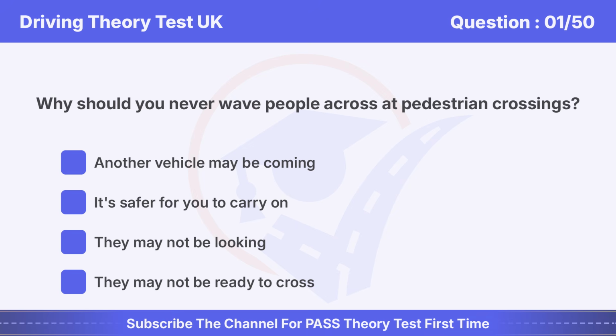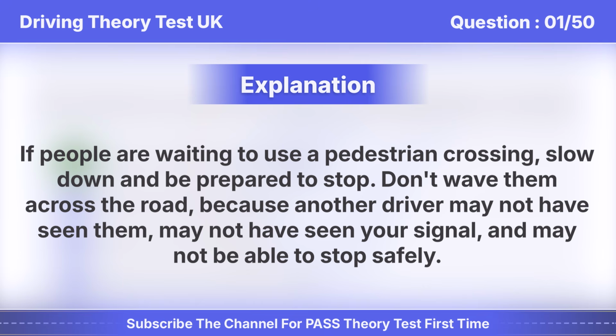Question 1. Why should you never wave people across at pedestrian crossings? Answer is A. Another vehicle may be coming. If people are waiting to use a pedestrian crossing, slow down and be prepared to stop. Don't wave them across the road, because another driver may not have seen them, may not have seen your signal, and may not be able to stop safely.